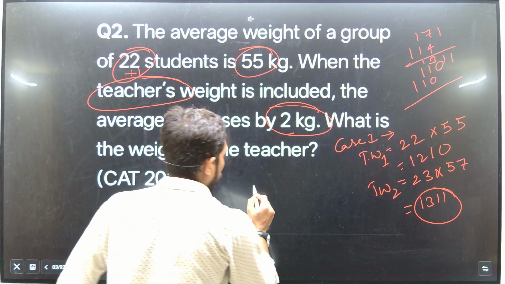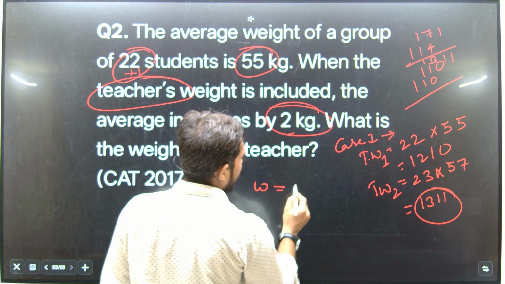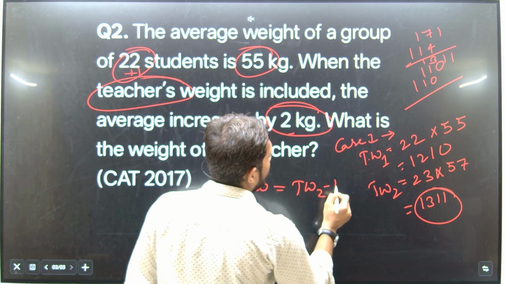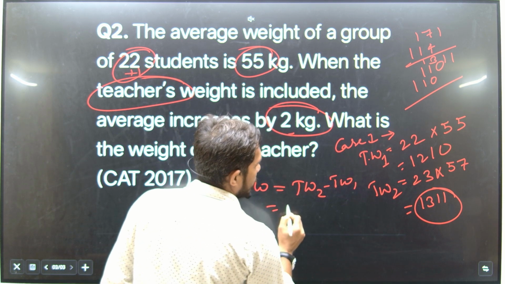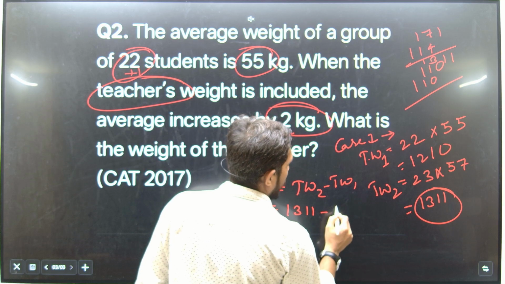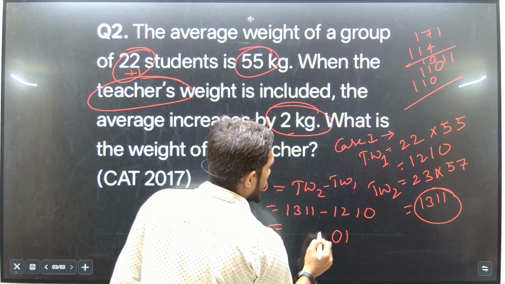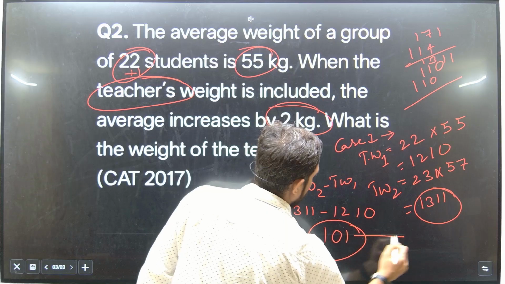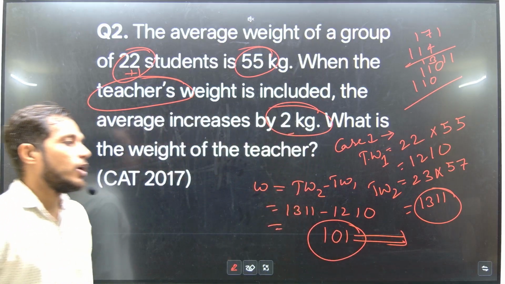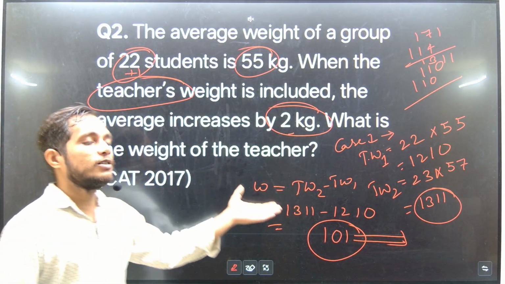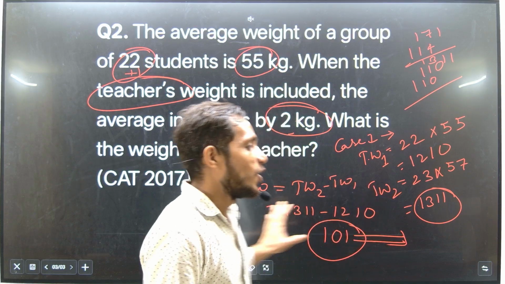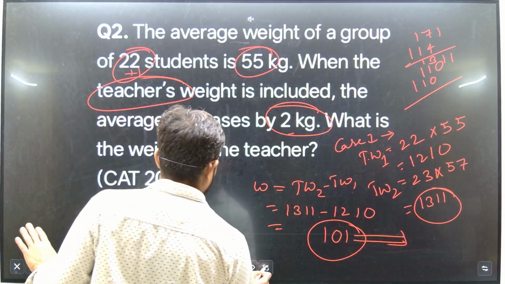So from here we know the weight of the teacher becomes what? TW2 minus TW1, and this is equal to 1311 minus 1210, that becomes 101. Means the teacher is a heavy man. Okay, 101 kg. So he is a heavy man. Is it clear? Now move towards the next question.